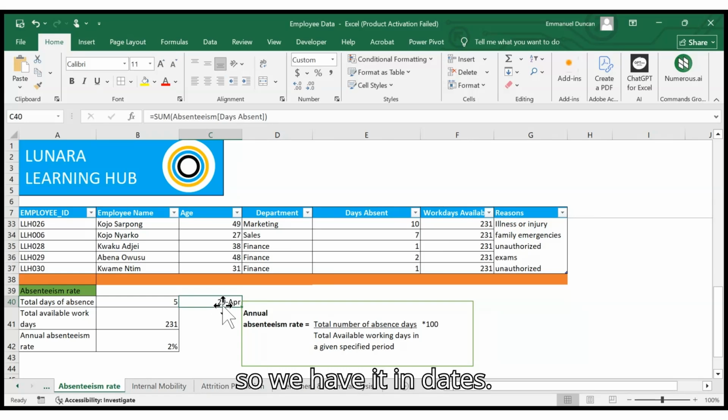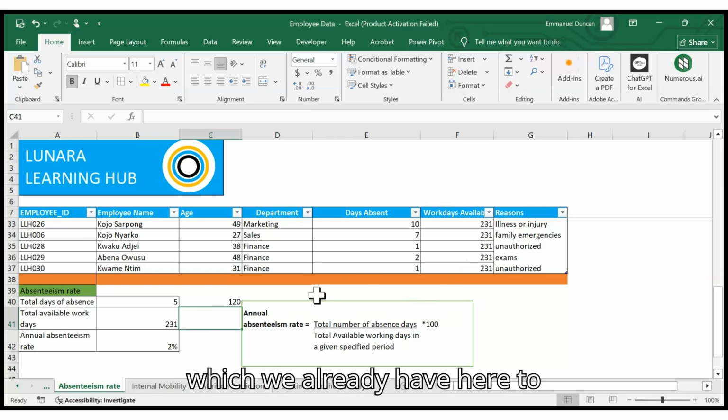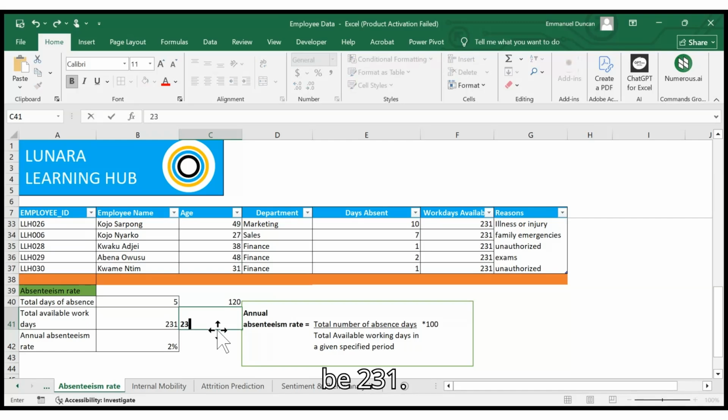So we have it in dates. Let's convert it into days. Let's calculate our total available work days, which we already have here to be 231.